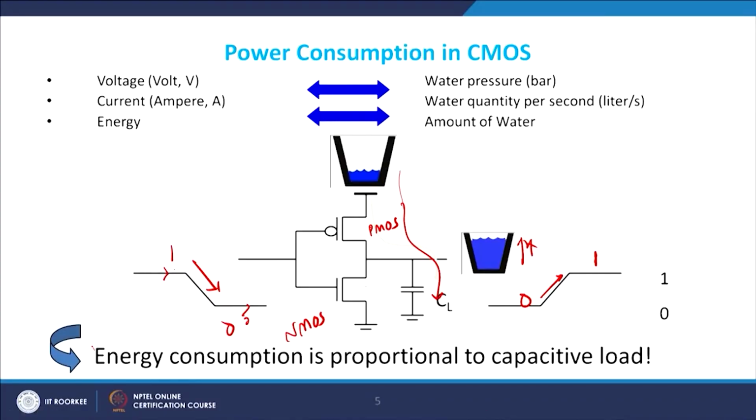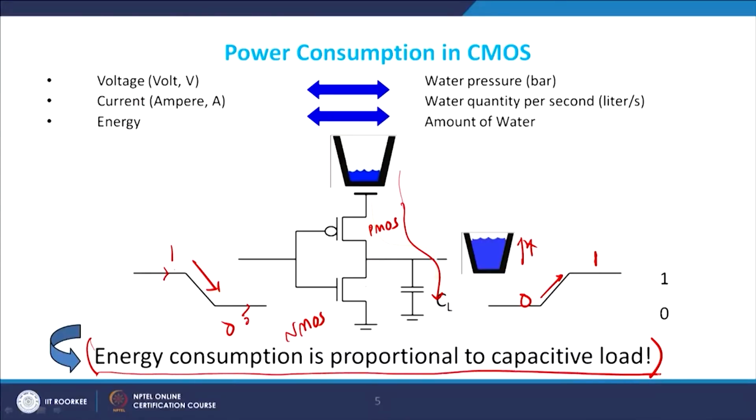As you can see, therefore, energy consumption is proportional to the capacitive load. Why? Because the higher the value of your capacitive load, the more charge it can store, and therefore more charge can be drawn from the VDD rail, and therefore you will be consuming a larger amount of power from the VDD rail, and that is the reason that energy consumption is proportional to capacitive load.